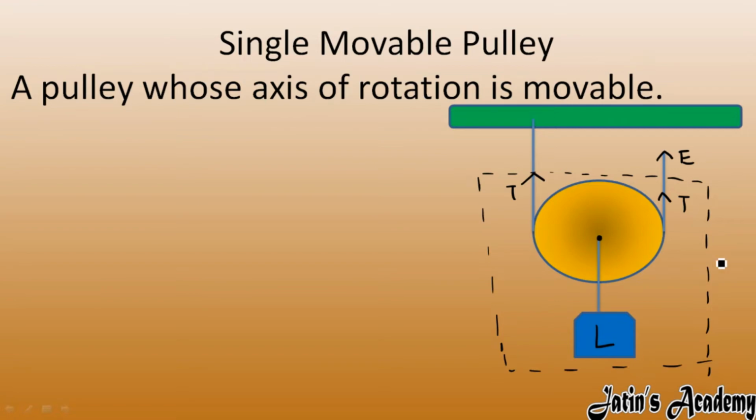So if you will see this portion, here two tensions are applying in the upward direction and load is acting in the downward direction. So two tensions are acting in the upward direction and load is acting in the downward direction. So here we got 2 times tension is equals to load. This is our first equation. Now we have to see the second equation.